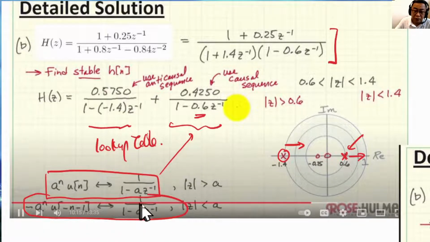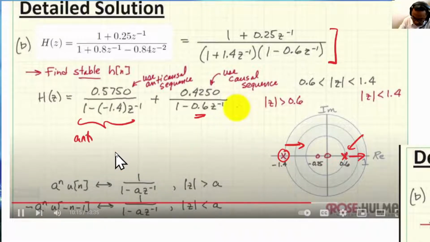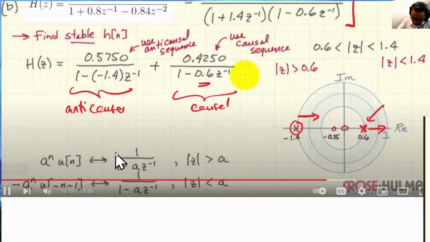The expression of the Z-transform is identical. The difference is whether its ROC is outside the pole or inside the pole towards the origin. So now we know that this is the anti-causal sequence, this is the causal sequence, and we can write the answer here. The numerator constant 0.425 comes out, and then we just put this expression here.